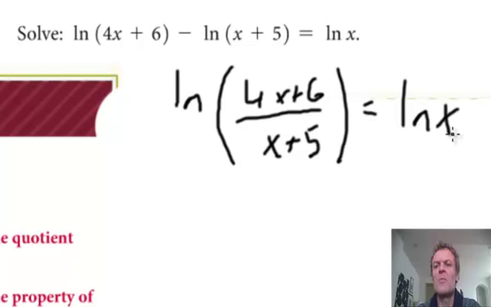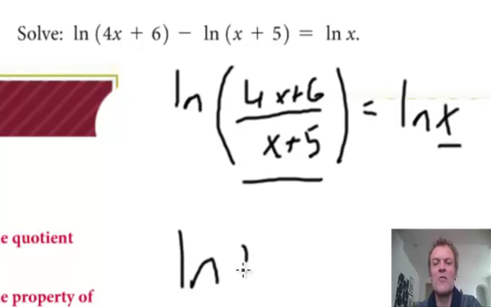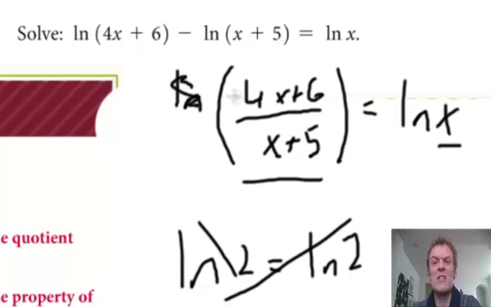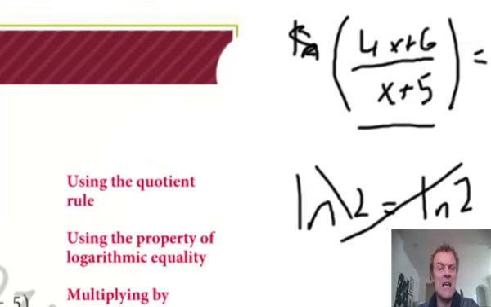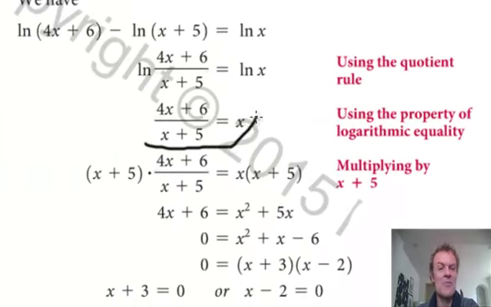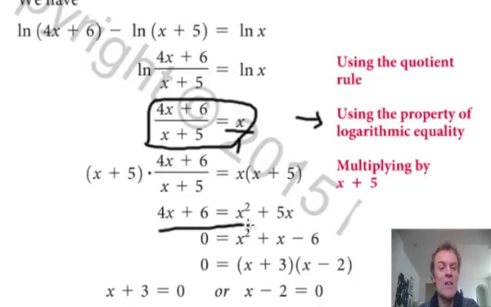Now this time, remember, this must just equal this. I don't really need the word log there, because it's like me saying the log of 2 equals the log of 2. Well, of course it does, because 2 equals 2. So I actually don't need this. So again, we get to here. Logarithmic equality. You could think of this as multiplying both sides by x plus 5. You can write the x as x over 1 and cross multiply. We end up with this.